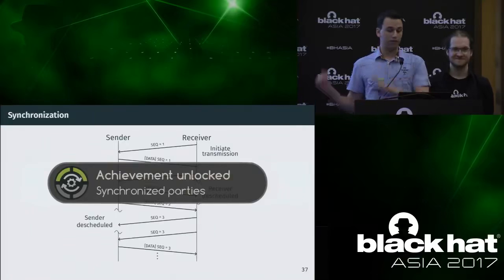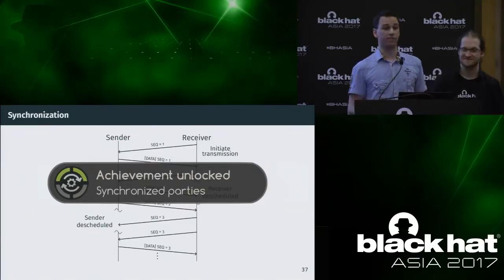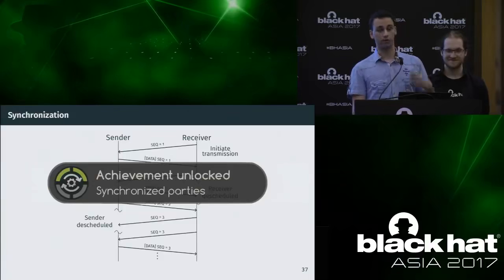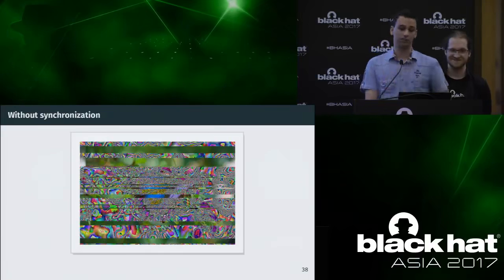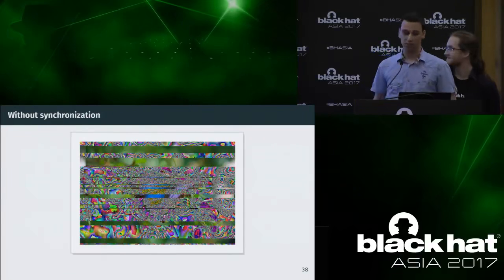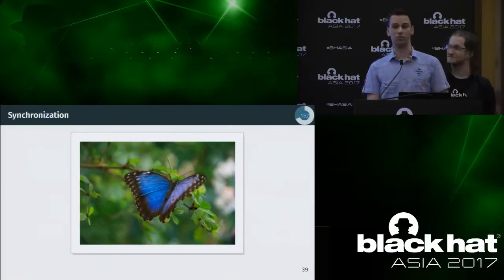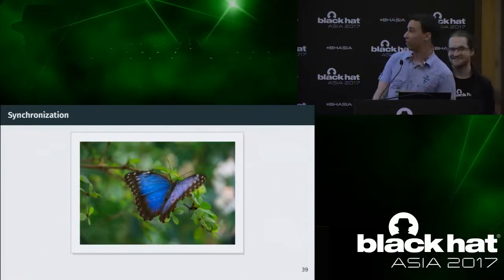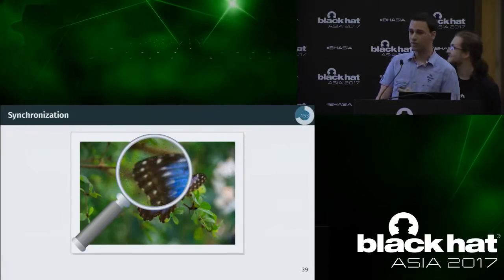That's why we have another achievement unlocked. We actually synchronized the parties. So we have the sender and receiver in perfect synchronization now, and we do not lose packets or get garbage packets. Okay, remember this picture? We had this nice butterfly, or what remains of the butterfly, without the synchronization. And now we use it with our scheme, and it looks much better. So we can actually see the butterfly here. But wait, it looks a bit noisy, right? Let me zoom in there.